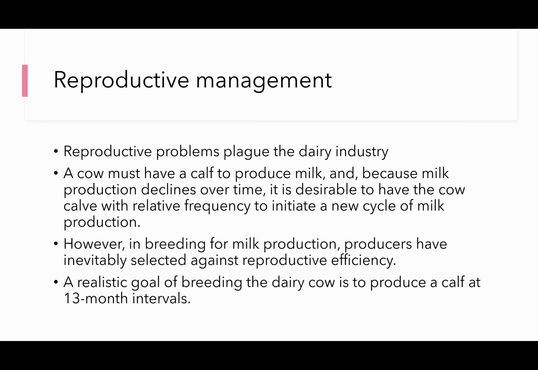Realistically, in the dairy industry specifically, they try to have dairy cows produce a calf at 13-month intervals. Now that's hard, because the harder a dairy cow is working to produce milk, the more productive she is, and with the genetics that they're able to reproduce, it's harder to get dairy cows pregnant earlier during the production cycle.